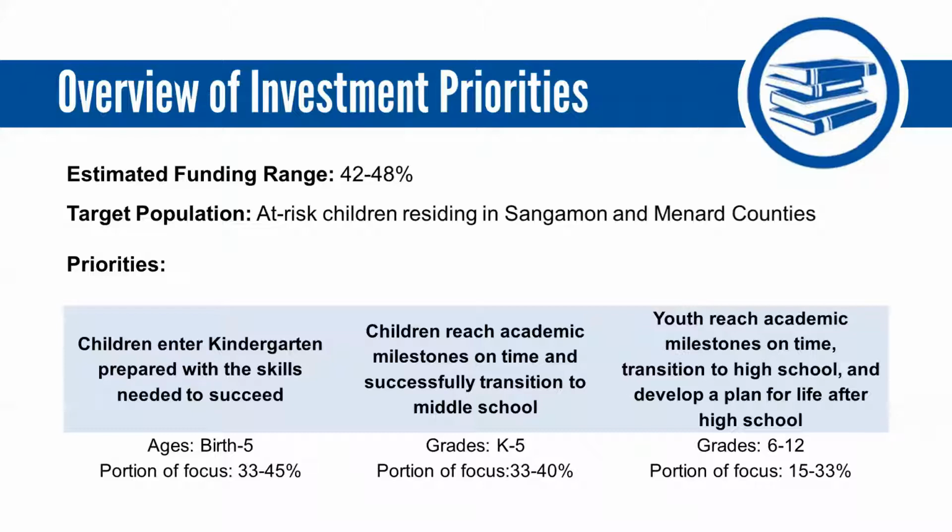So then our second priority, children reach academic milestones on time and successfully transition to middle school, again, focused on grades K through 5. And then youth reach academic milestones on time, transition to high school and develop a plan for life after high school. And that is focused on grades 6 through 12.